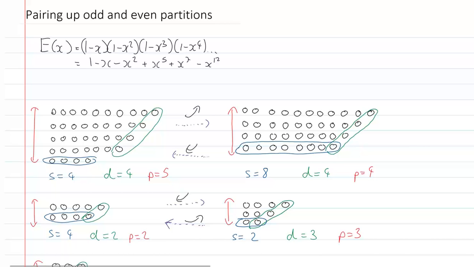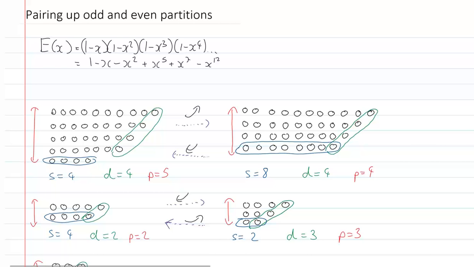That works if S is small compared to D, the length of that diagonal. If, on the other hand, S is big compared to D, then you try and do the reverse process. So you take D, strip off a dot from each of the first D parts of the partition, and add a new part of size D at the bottom. That'll be fine, provided D is small enough compared to S that we don't break the parts are distinct rule.